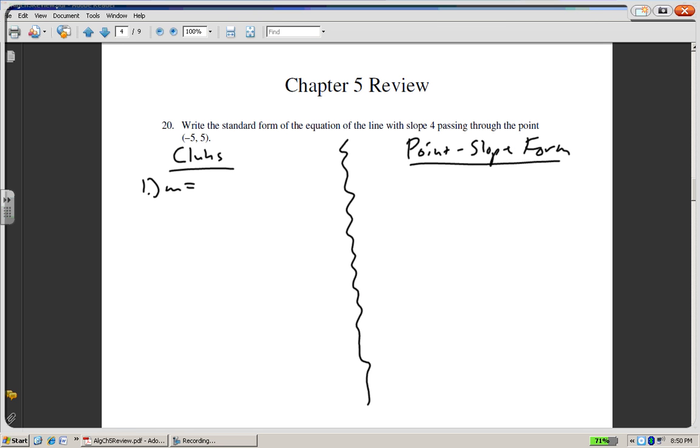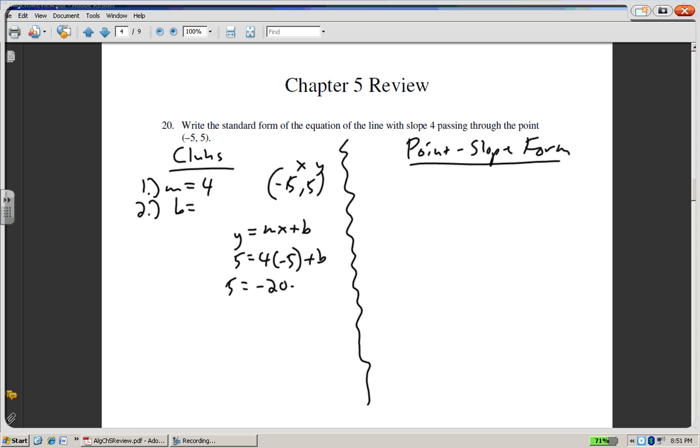First clue is the slope. The second one is the y-intercept. Well, we know the slope. The slope is 4. We also have this point, -5, 5. This is x. This is y. We're going to plug it into y equals mx plus b to find our other clue. So y, which is 5, equals m, which is 4, times x, which is -5, plus b, which is unknown. 5 equals -20 plus b. We're going to add 20 to both sides. And b equals +25.